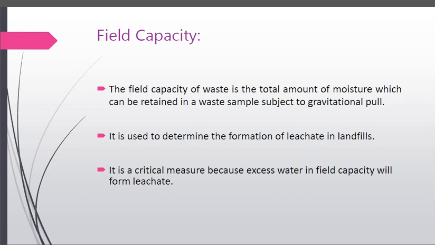In the same way, if you talk about field capacity in case of soil, you have studied in water resources or irrigation. A particular crop can keep a particular moisture content, because if we are giving more and more water, then beyond a particular moisture content it will destroy that crop. In the same way, the field capacity of waste is the total amount of moisture which can be retained in a waste sample subjected to gravitational pull. So basically, the value of moisture content in the waste is known as the field capacity of waste.